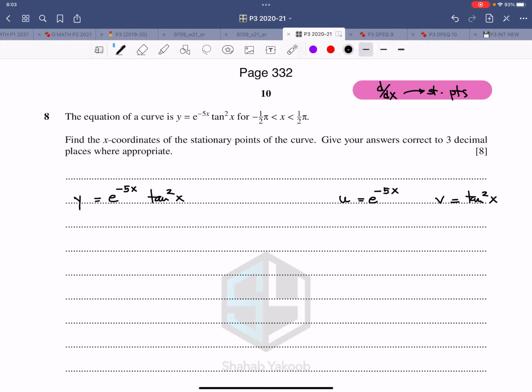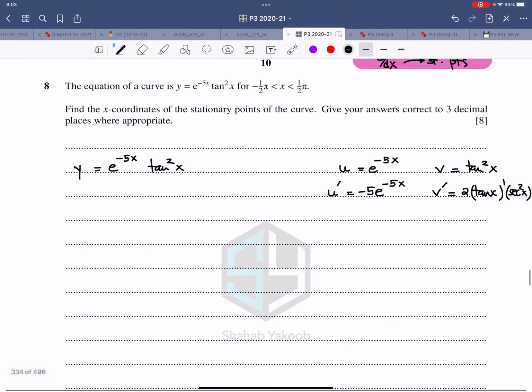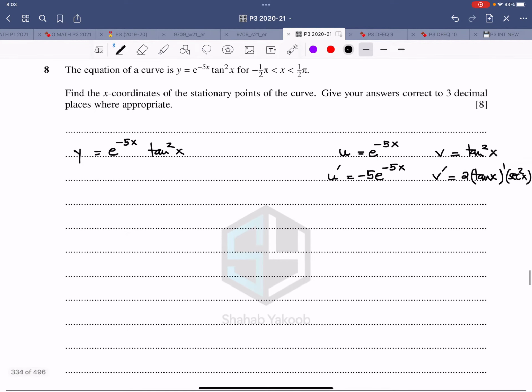This is minus 5 e raised to power of minus 5x. This is v prime. So this is 2 tangent x power 1. Derivative of tangent is sec square x. So now follow the arrows: vu prime, uv prime, something like this.